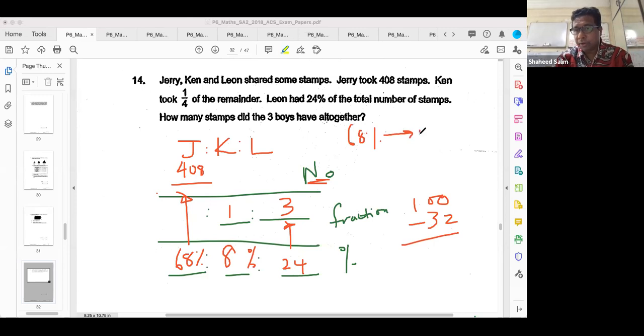So now down here, 68% is 408. Then you find 1%. 1% is 6. Then you want what? How many of them they have to go 100%? So 6 times 100, 600. Now I'm going to ask you, Darwish, you got no problem with this, right?